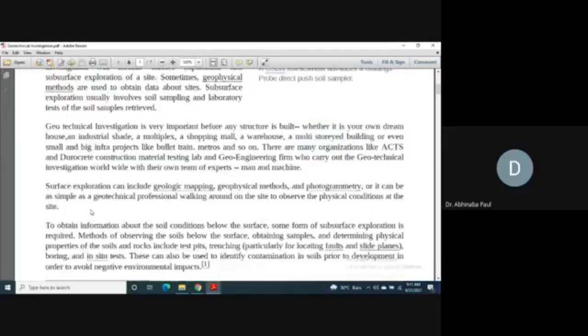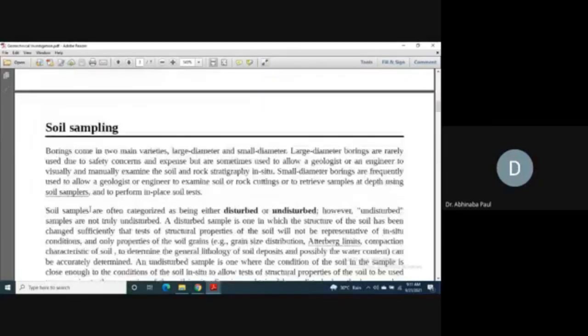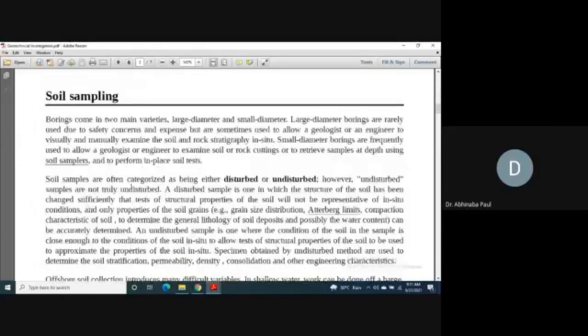So directly we can go. First, in surface exploration, how do we find it? Soil sampling. Soil sampling means collecting the soil. There are two ways we can collect: one is a disturbed sample and another is an undisturbed sample. So what happens in disturbed?